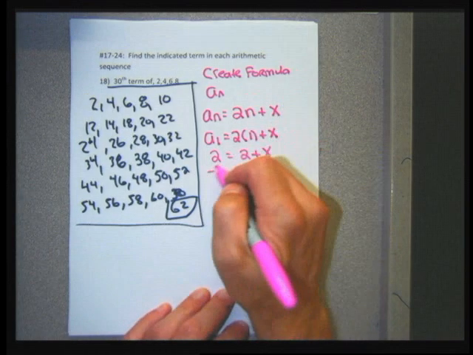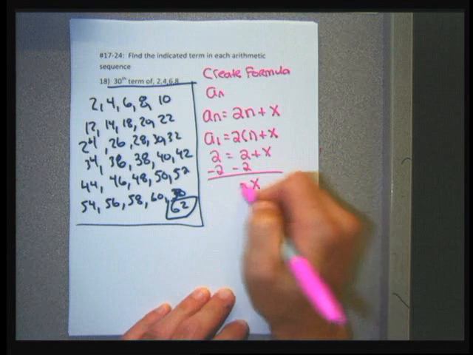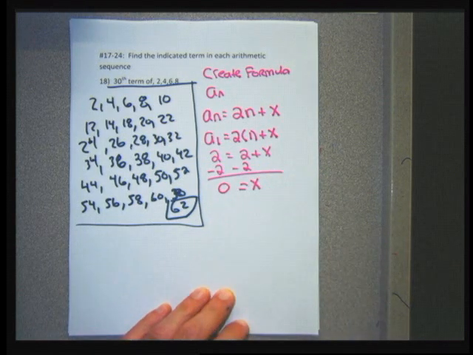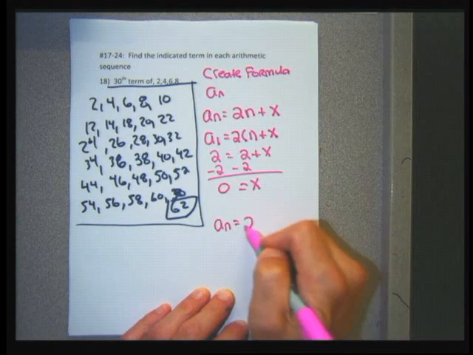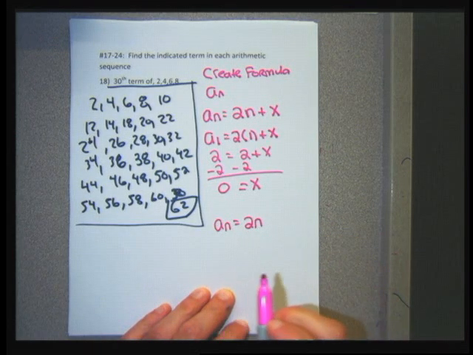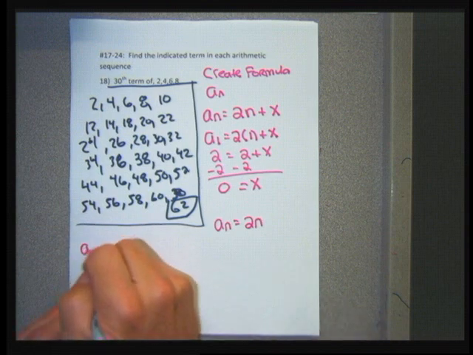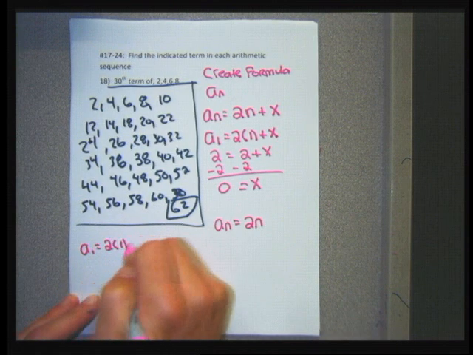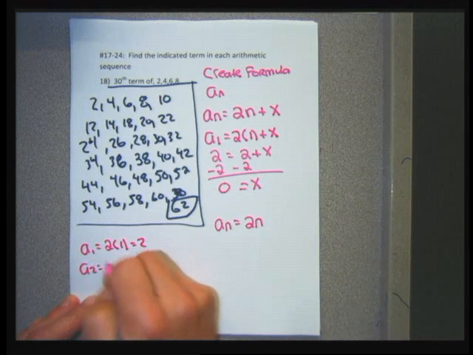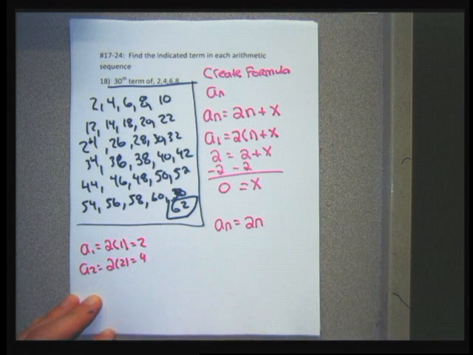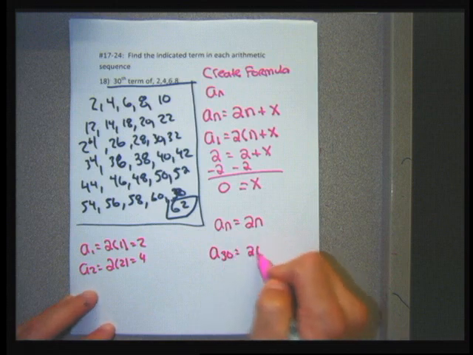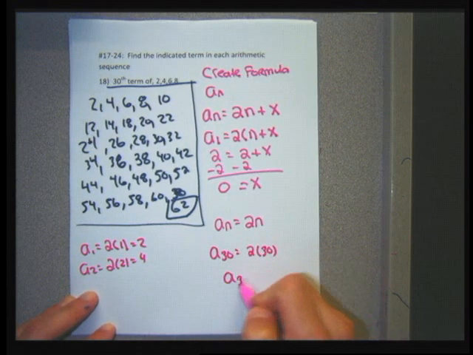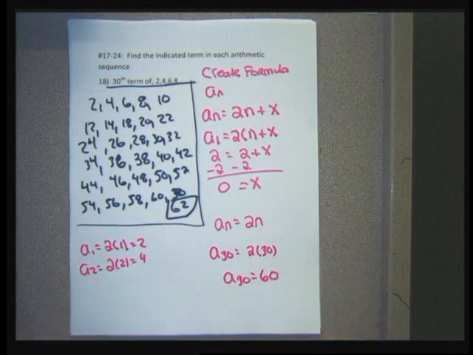Let me subtract 2 from both sides. And I get x equals 0. So my formula is going to be a sub n equals 2n, which means a sub 1 is 2 times 1, which is 2. A sub 2 is 2 times 2, which is 4, and a sub 30, which I'm trying to find, the 30th term, is just supposed to be 2 times 30. The 30th term in my list is supposed to be 60.